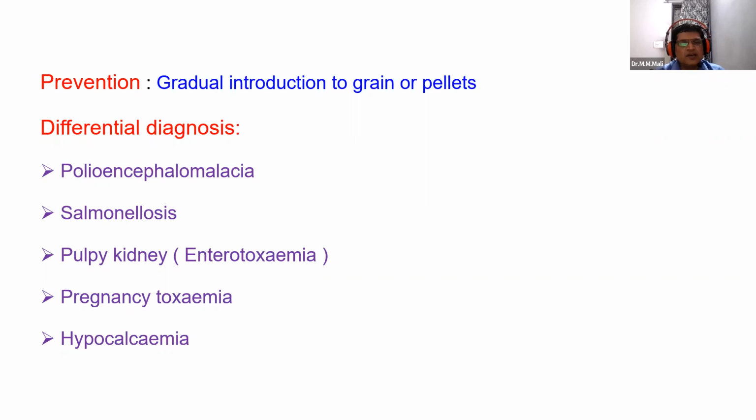Hypocalcemia may also sometimes be confused with ruminal acidosis, but when we inject calcium, the animal will respond instantly, and this makes the diagnosis of hypocalcemia confirmatory.